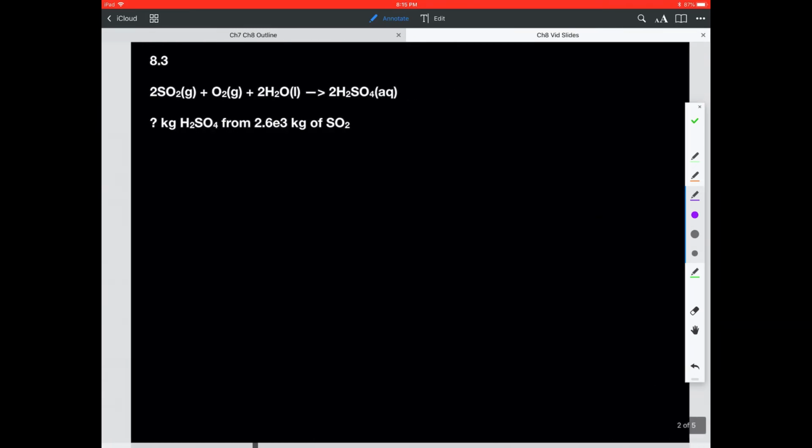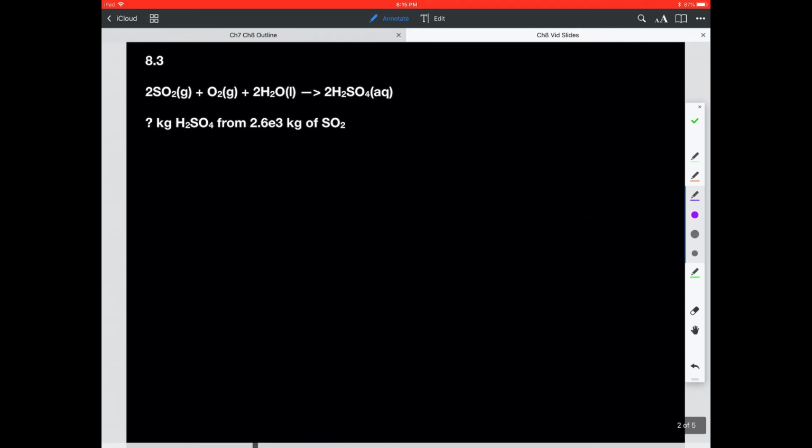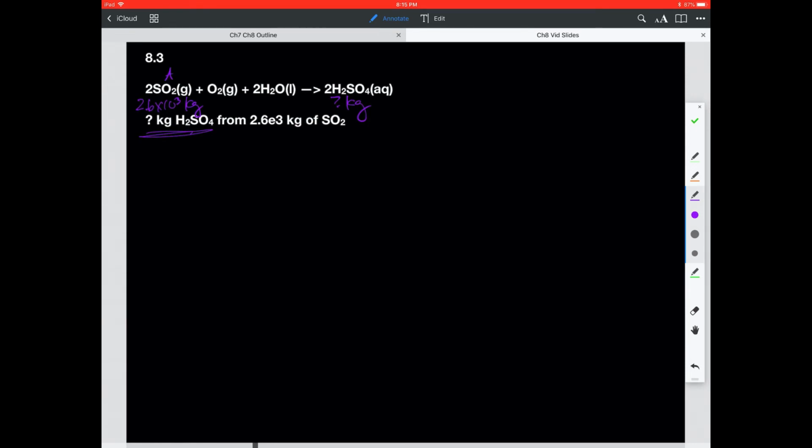All right, let's do the next one. So here I would like to know the number of kilograms of H2SO4 from 2.6 times 10 to the third kilograms of SO2. So again, if I think about this as being A and this as being B, at some point I have to do a mole ratio, okay? So we're going to start with our 2.6 times 10 to the third kilograms of SO2.